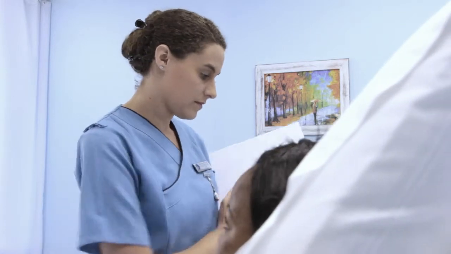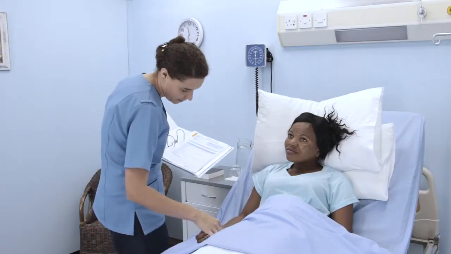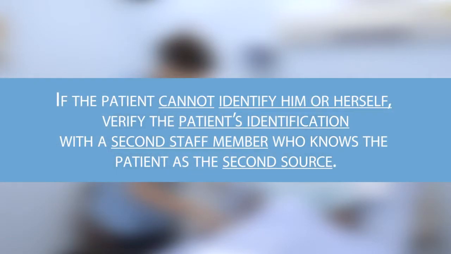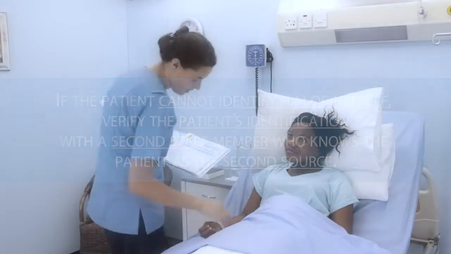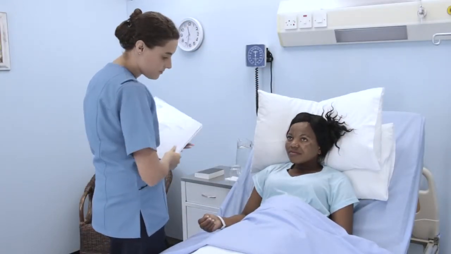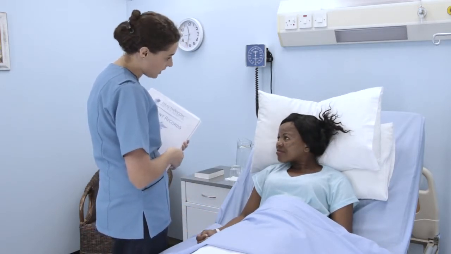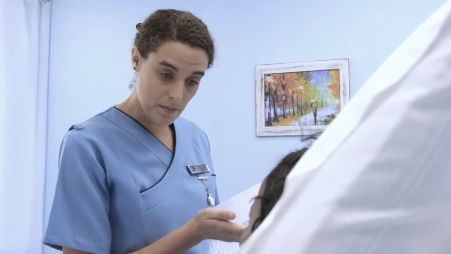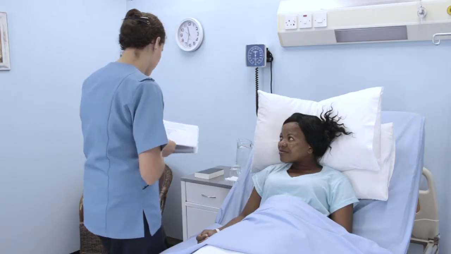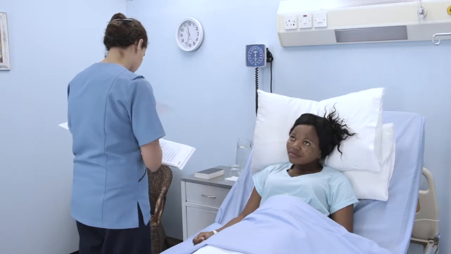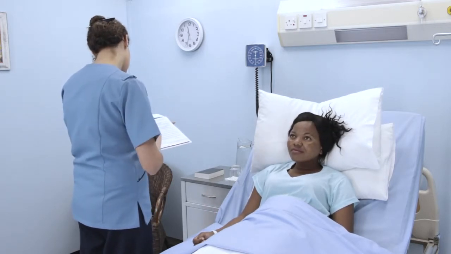Compare the patient information with the patient records. If the patient cannot identify him or herself, verify the patient's identification with a second staff member who knows the patient as a second source. Explain the procedure to the patient and obtain the patient's permission. Check the medical records and nursing care plan for conditions that may influence the patient's ability to move or to be repositioned.